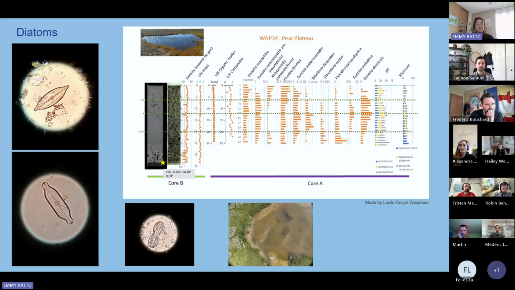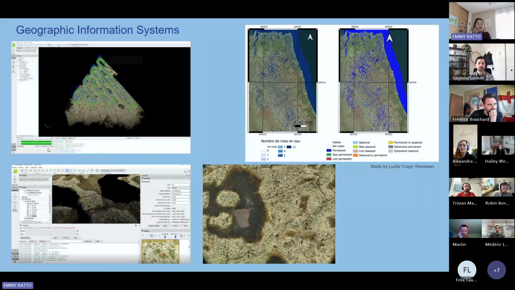During my internship, at the same time, I also worked with a geographic information system. We used drone data to create detailed maps of the study area, showing the seasonal change in water bodies and vegetation across the region. And that's what I did during my internship.